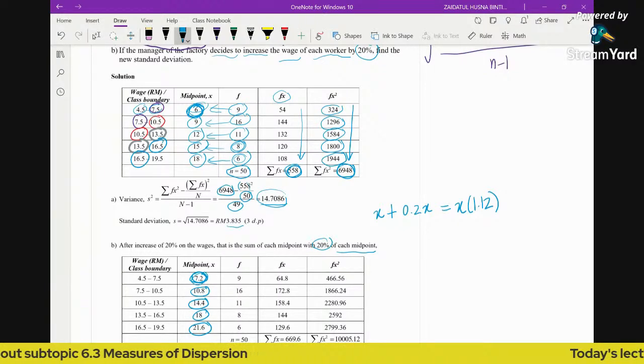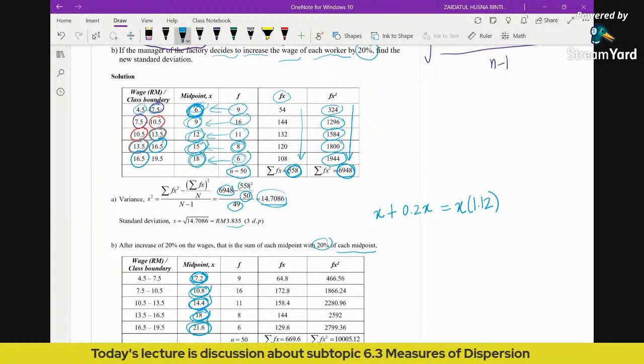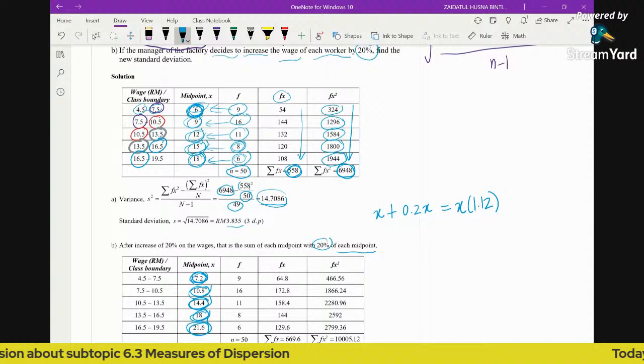And then if you press 1.2 times 9, you will get 10.8. 1.2 times 12 will give you 14.4. 1.2 times 15 will give you 18. And 1.2 times 18 will give you 21.6. So that is basically the increase of the wage.